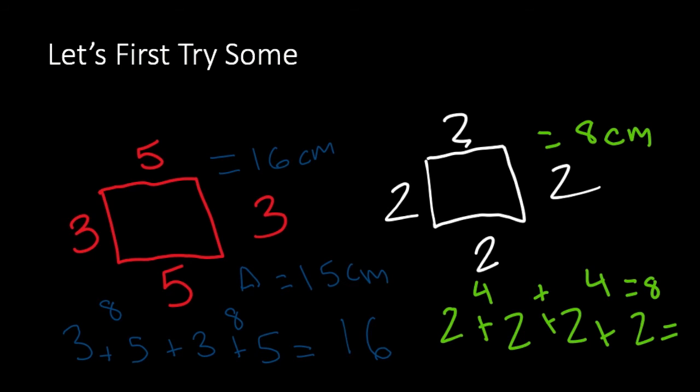Now let's do the area. So we're doing length times width, or width times length. So this is the width. I'm going to do it up here. 2 times 2, because we're doing width times length.